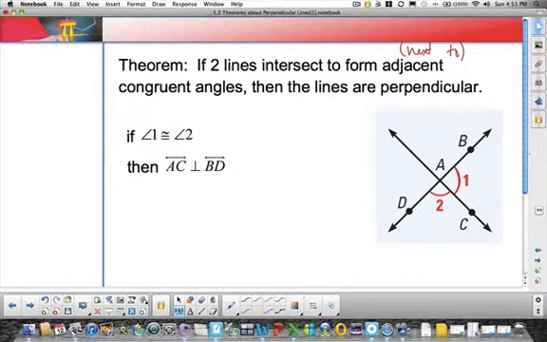So if that happens, and I know that angle 1 is congruent to angle 2, then I know that these lines are perpendicular, and so they have to form 4 right angles. So if I know angle 1 is congruent to 2, then I know that line AC is perpendicular to line BD.